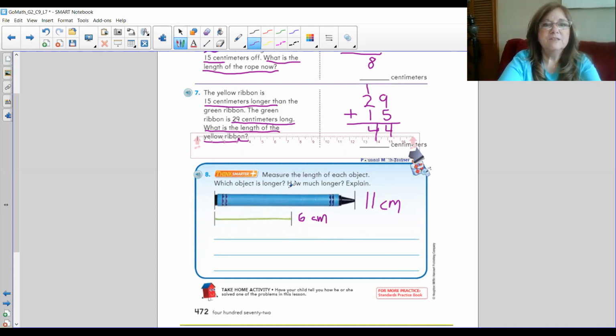Okay, but now let's look at our question. Actually, looks like I see 2 question marks. That means we have 2 questions. Which object is longer? And how much longer is it? So we can see that the crayon is longer than the string. So we can answer that question. And how much longer is it? So we know what to do to find a difference. We want to subtract.